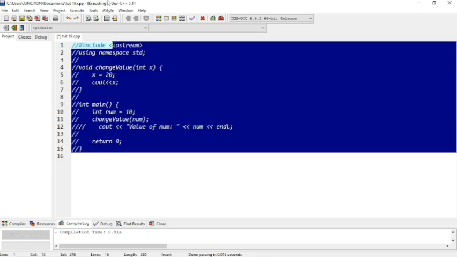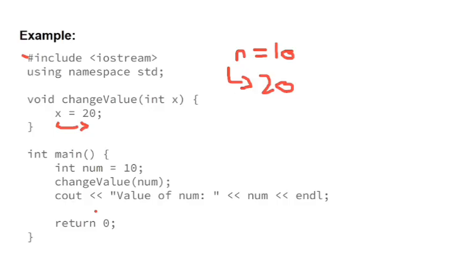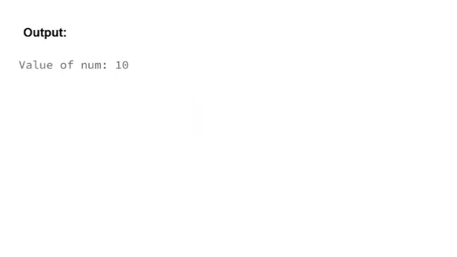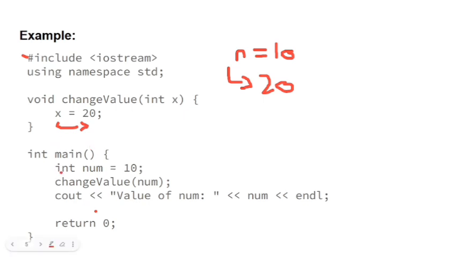So we'll comment out this whole code, because I'm going to write the call by reference code here also. Okay, this is a simple example of call by value. Now this is the output, the number 10 will be shown, because it doesn't affect this value.